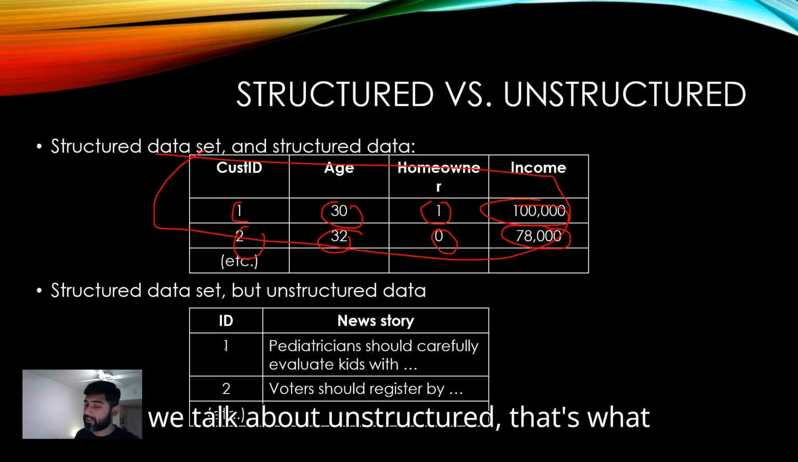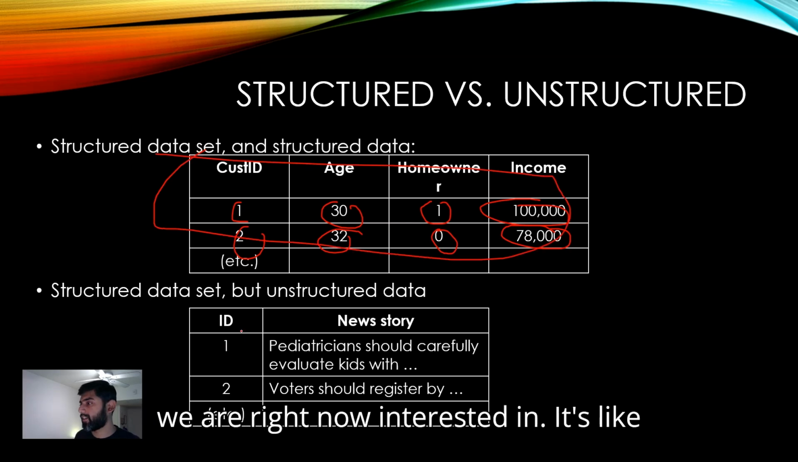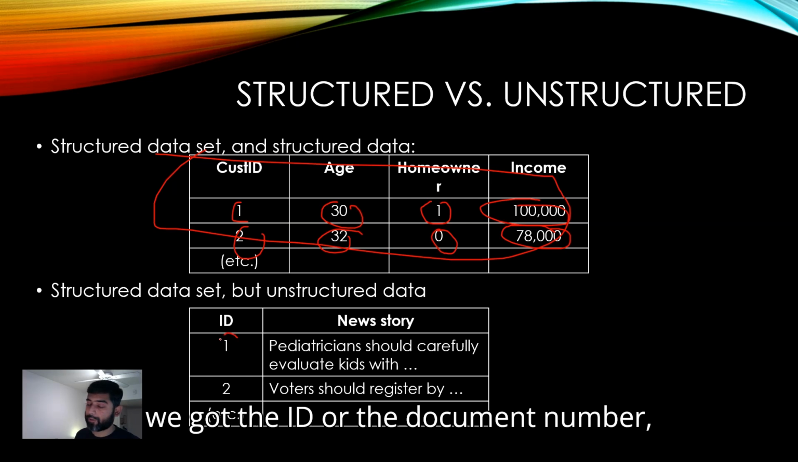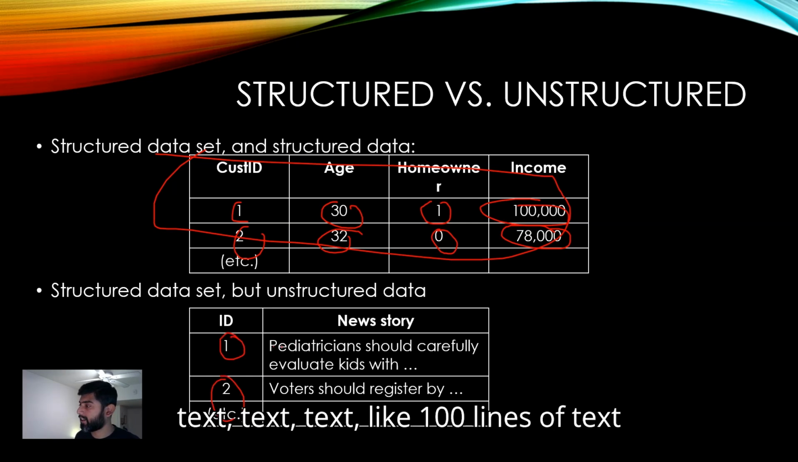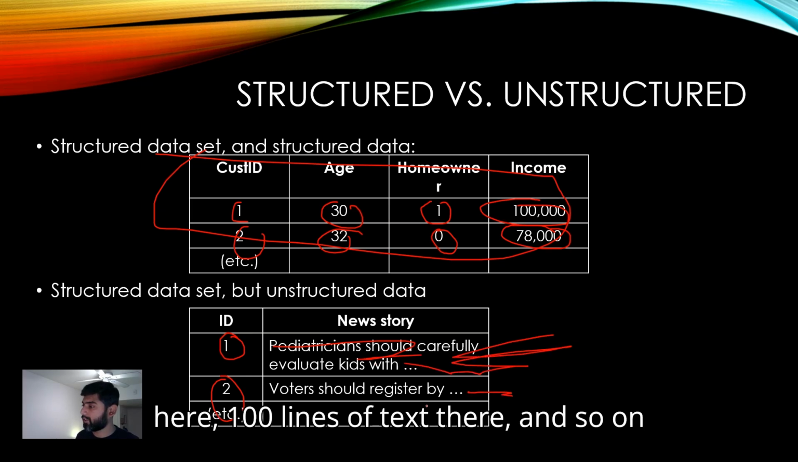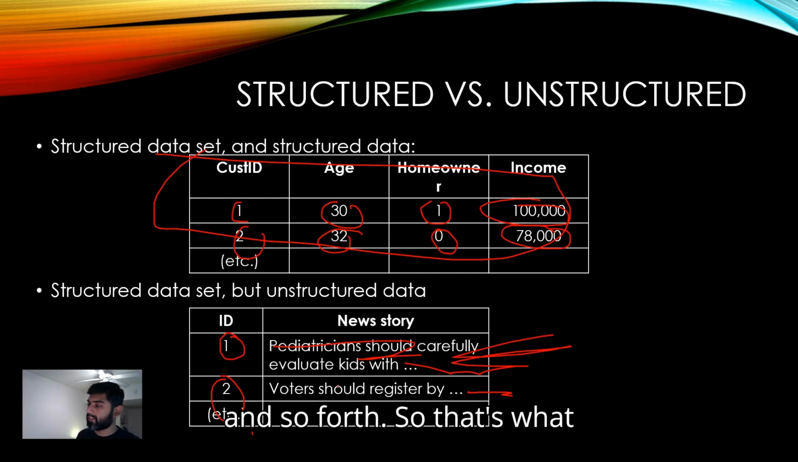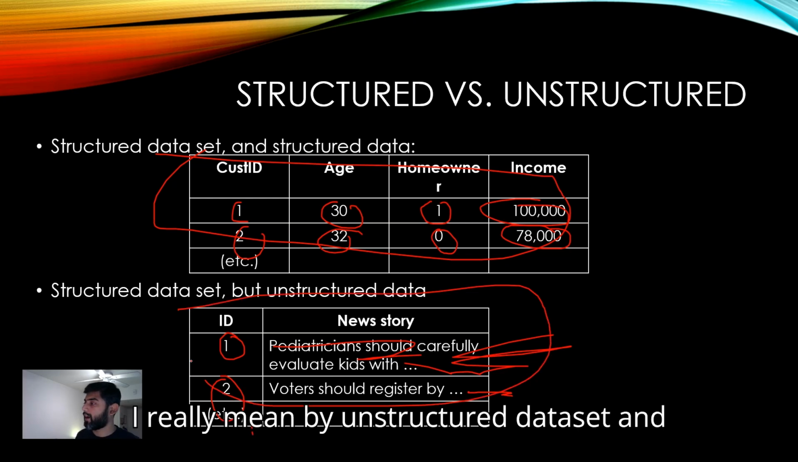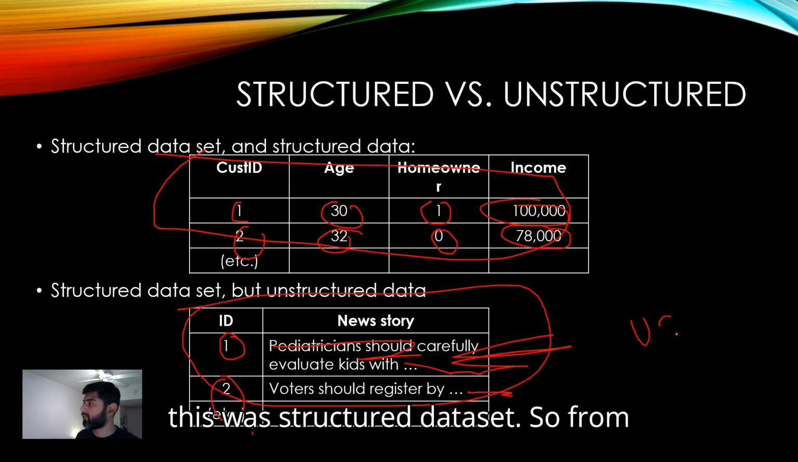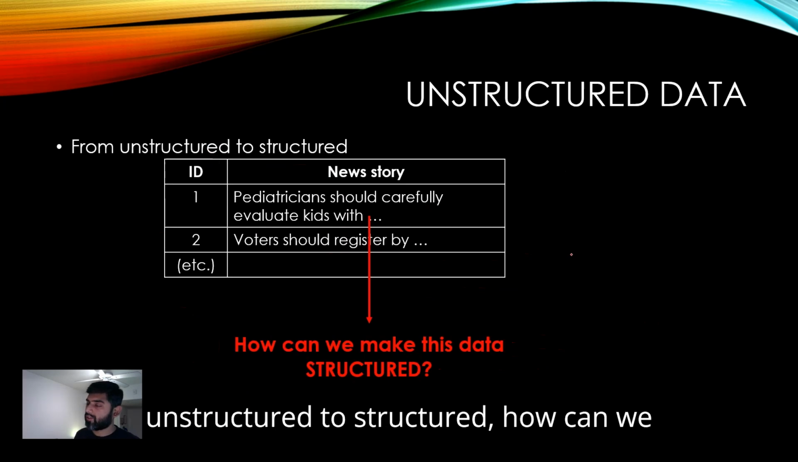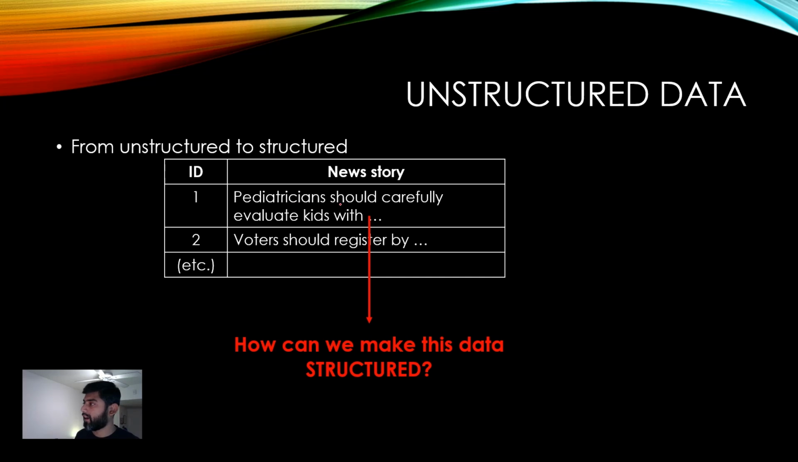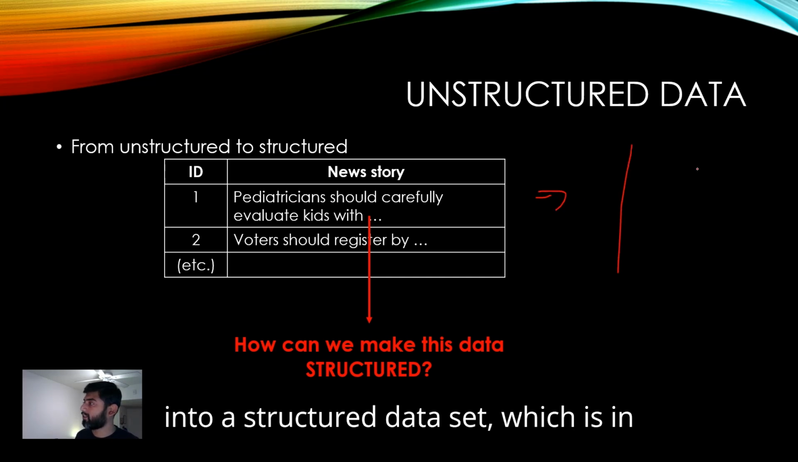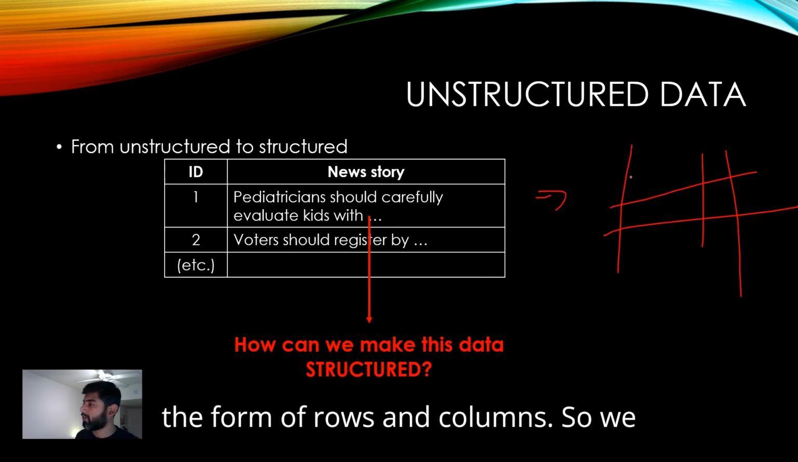But when we talk about unstructured, that's what we are right now interested in. We got the ID or the document number, like page number, and we got a lot of text, like 100 lines of text here, 100 lines of text there, and so on. That's what I really mean by an unstructured data set, and this was a structured data set. So from unstructured to structured, how can you make these pages into a structured data set, which is in the form of rows and columns?